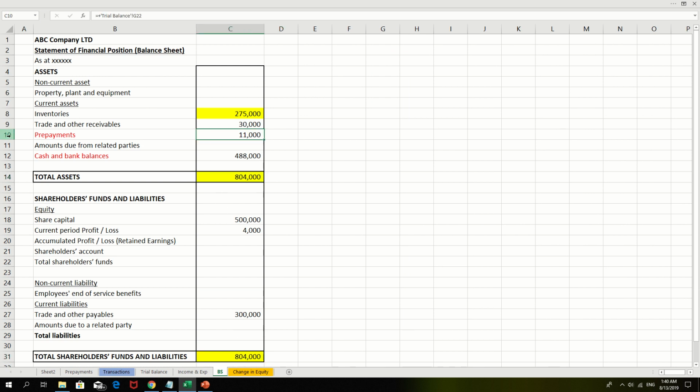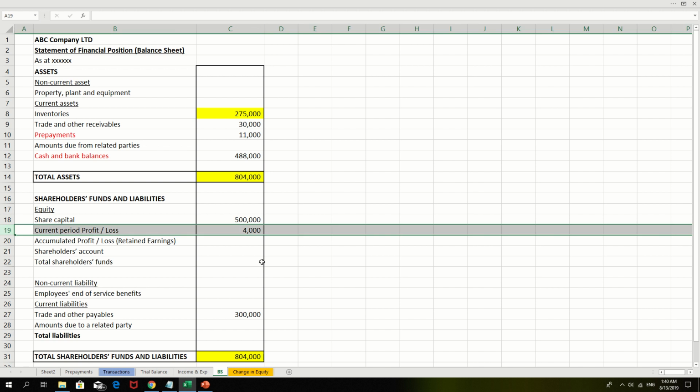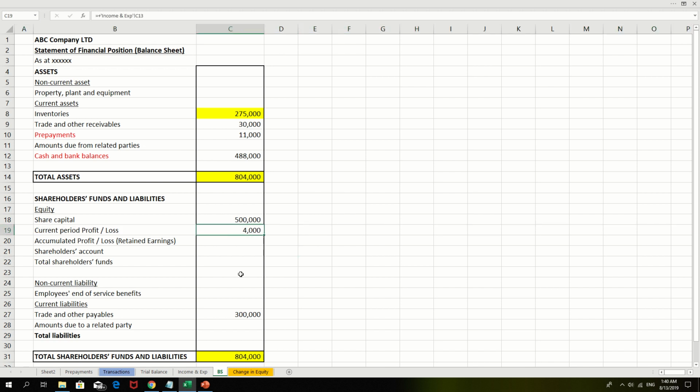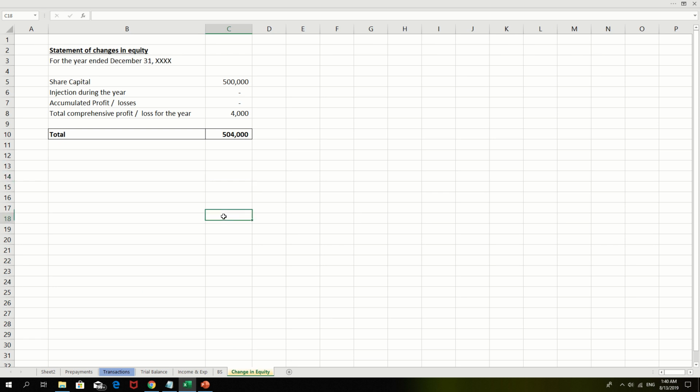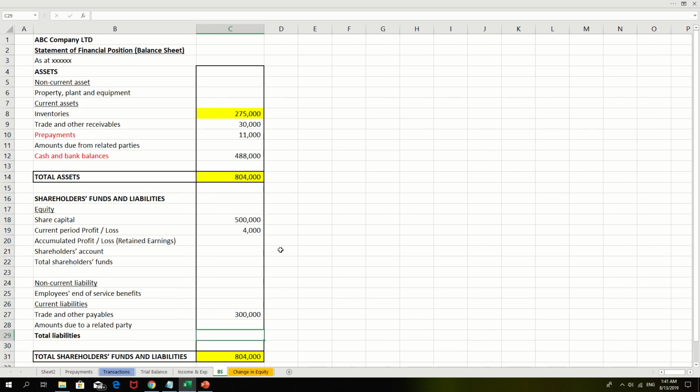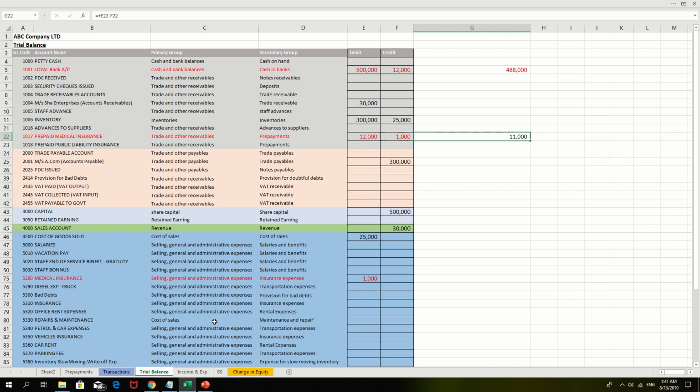Now what we have done, prepayments decreased. The balance sheet is showing at the end of 31st of August it is 11,000, and our current profit also decreased by 1,000 and now it is 4,000. So 804k assets and 804k liabilities. So let us see the impact of the same in the statement of changes in equity. Only one change, our profit for the current period decreased by 1,000, which will be 500 is the capital and 4,000 is the net profit, total 504,000. So this is how the prepayments will impact the financials.